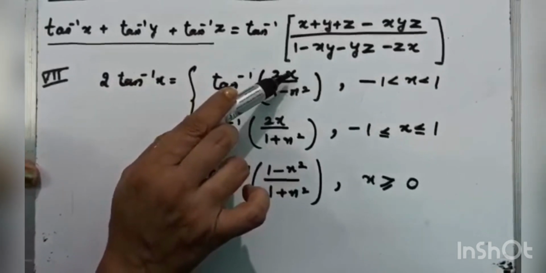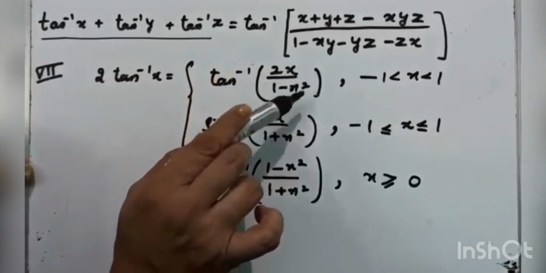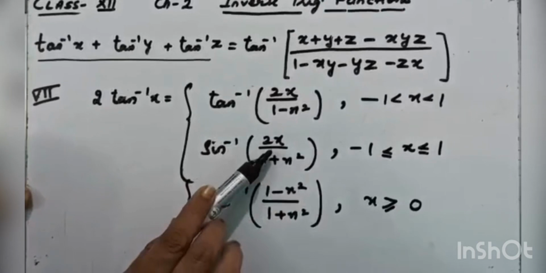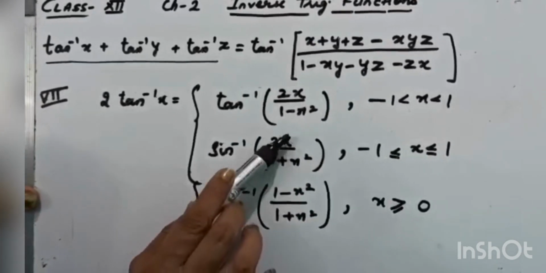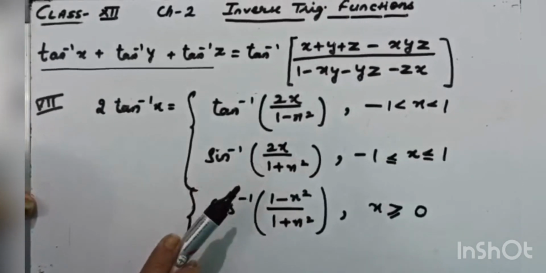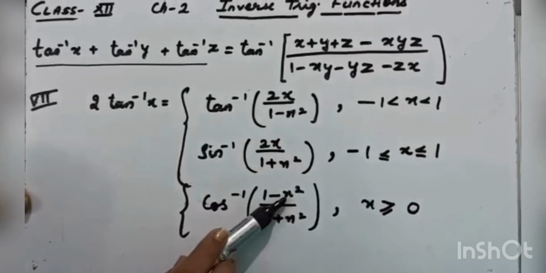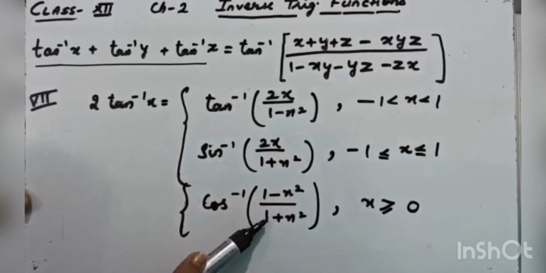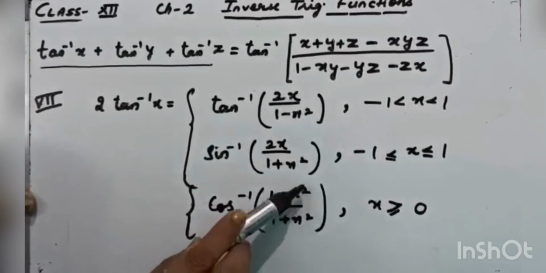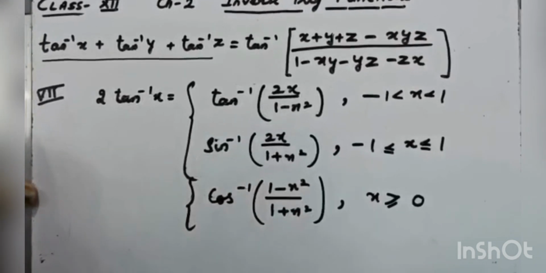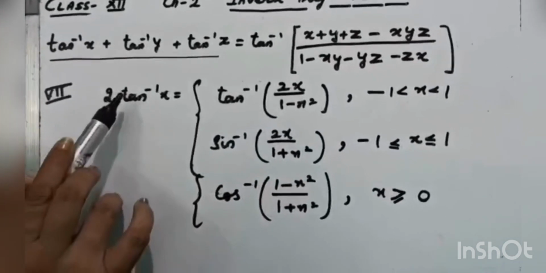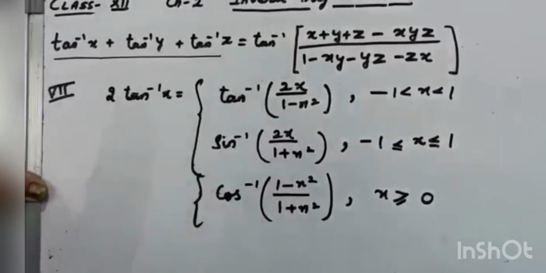Suppose we put x equal to tan theta here, this term becomes tan 2 theta. Similarly, if you put x equal to tan theta here, this becomes sin 2 theta. And in the last, if you put x equal to tan theta, 1 minus tan square theta over 1 plus tan square theta becomes cos 2 theta. And in this way, we can easily prove this formula.